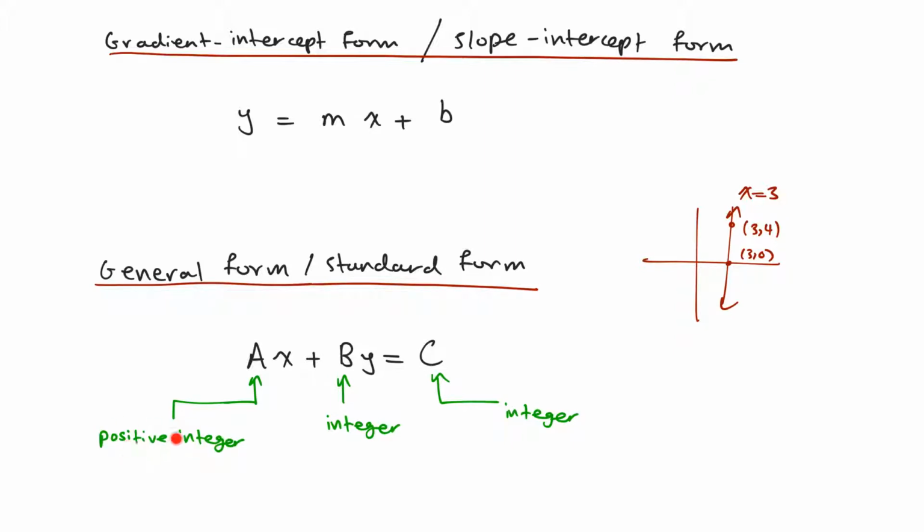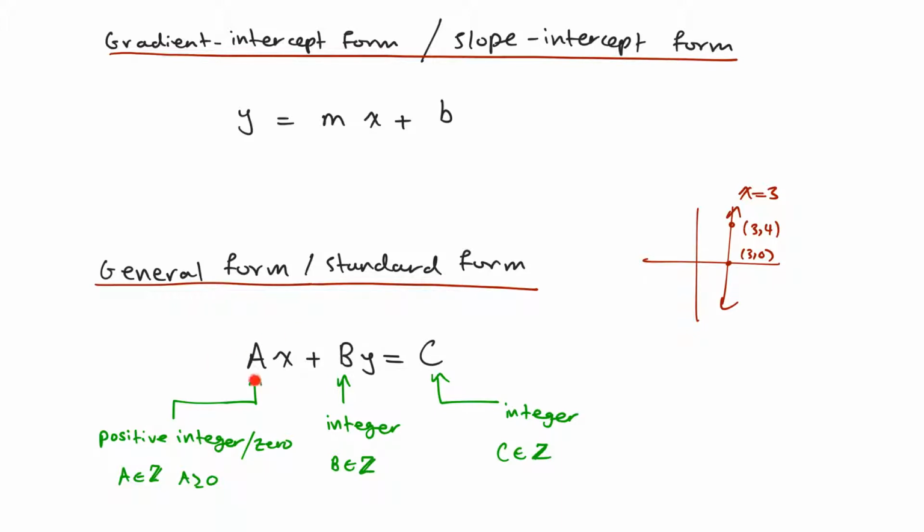So in this form, the a value can be a positive integer or 0. So a belongs to the integers, and it is larger than or equal to 0. The b value could be an integer, including 0. It could be negative, it could be positive. And the c value also can be an integer. It could be positive, it could be negative, or it could take the value of 0.